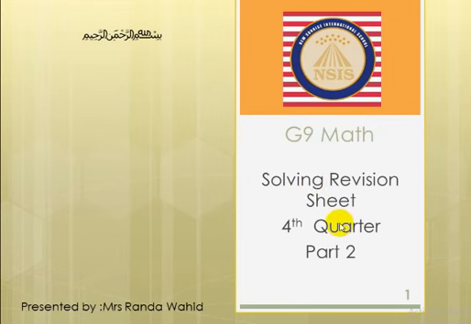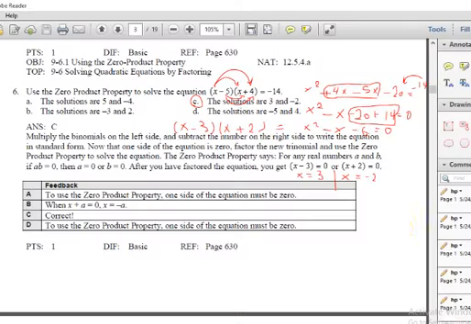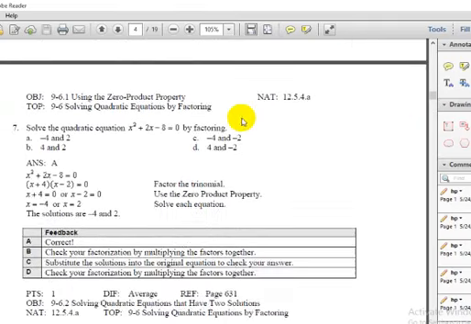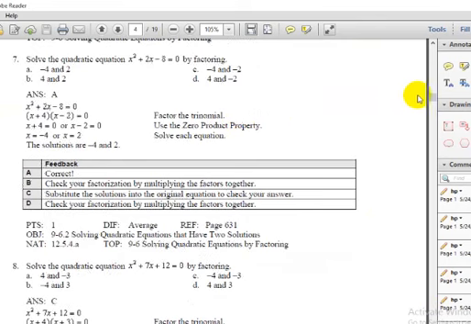I hope you already studied the first part. Let's start together. Bring your sheet. Last session we finished till number 6, and I told you it's a very important problem and has many steps. Please try to revise it again. We're going to start from number 7.